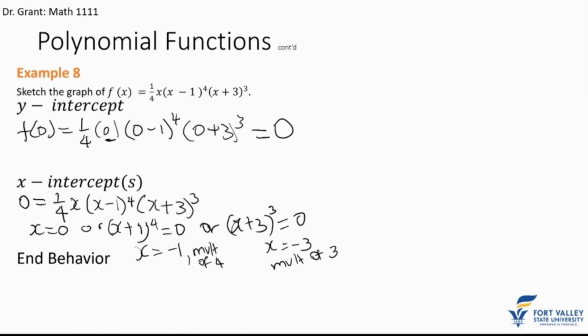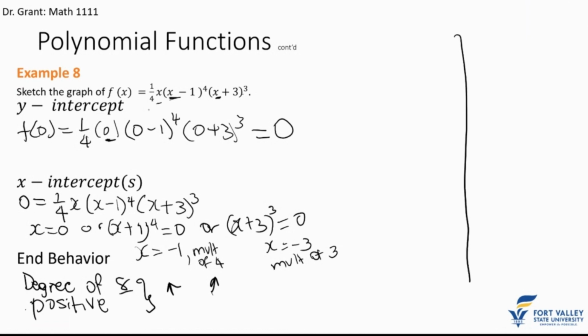Then for my end behavior, this is going to give me x to the 4th times x cubed times x. So this is going to give me a degree of 8. And a leading coefficient that's positive because it's 1/4. What does that mean? That means both endpoints should be facing up. So let's go ahead and graph.